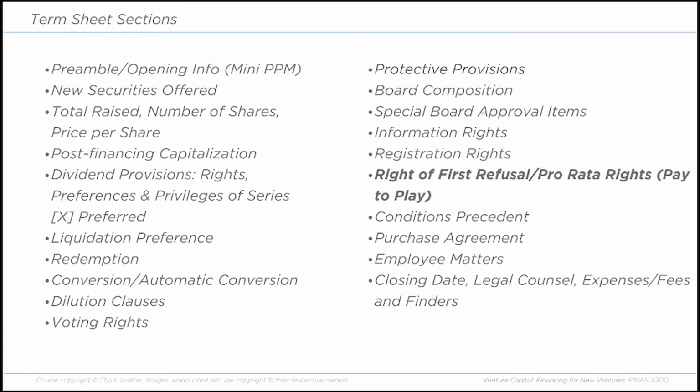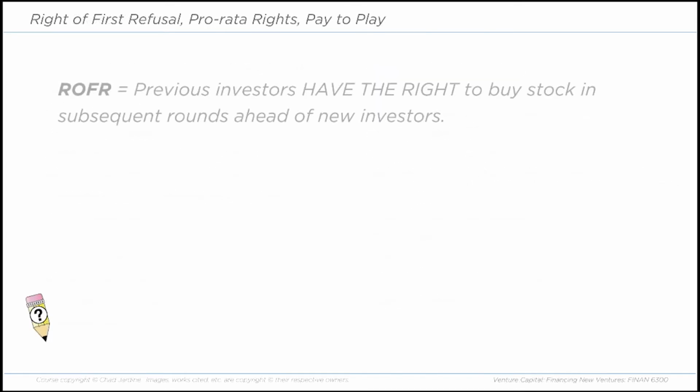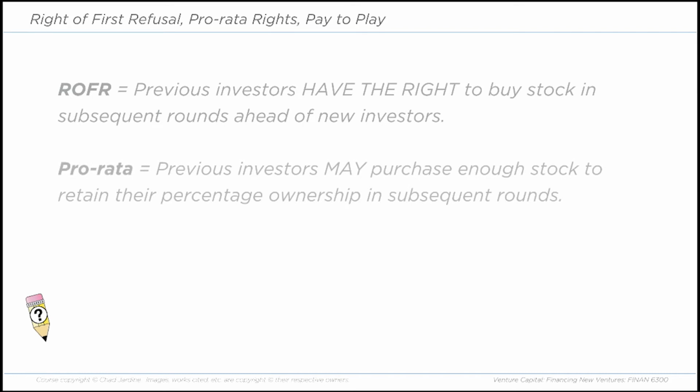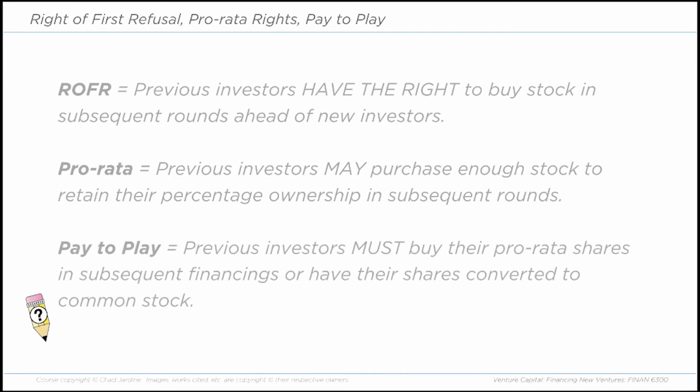Right of first refusal, pro rata rights, and pay to play. Here's what these mean. Right of first refusal means that investors have the right to invest in a subsequent round ahead of new investors. Pro rata rights mean an investor has the right to purchase enough stock in the new financing to retain their pro rata percentage of ownership in the company. Pay-to-play provisions mean that investors must exercise their full pro rata rights, or the shares from their previous investment will be converted to common stock.